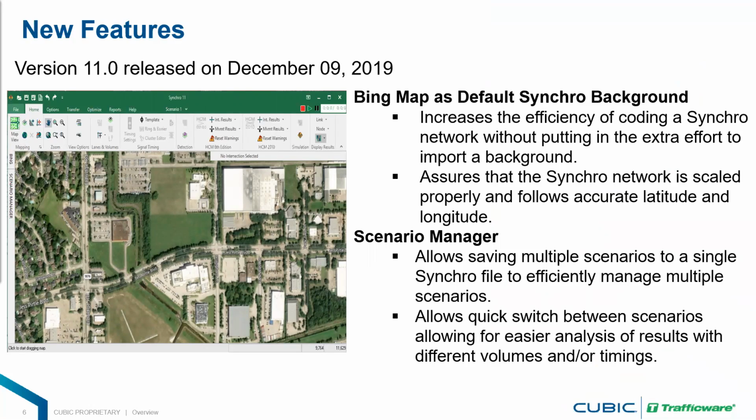So now in version 11, when you open the software, you will see that it defaults to the Bing background instead of the solid background you used to see in previous versions of Synchro, okay? This increases the efficiency of coding a Synchro network without putting any extra effort into importing and scaling the background image. It also assures that the Synchro network is properly scaled and follows accurate latitude and longitude.